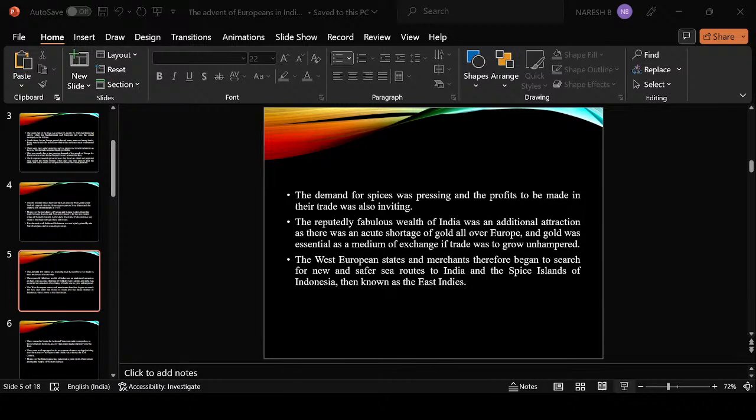Adam Smith wrote later that the discovery of America and the Cape Route to India were the two greatest and most important events recorded in the history of mankind. Please record this, it is very important. Adam Smith once stated that the discovery of America and the Cape Route to India were the two greatest and most important events recorded in the history of mankind.